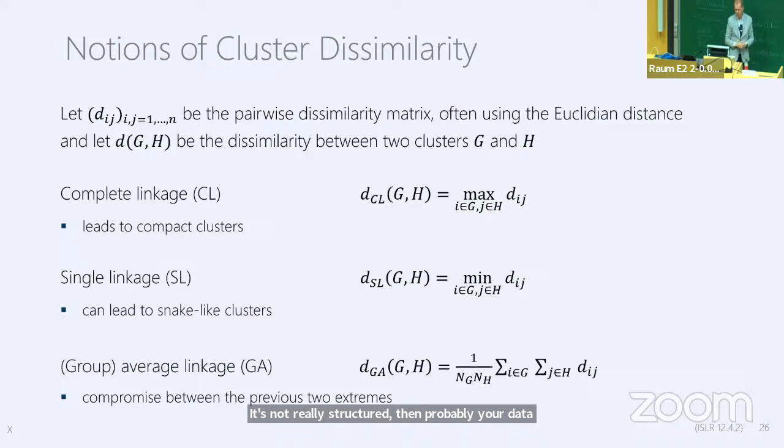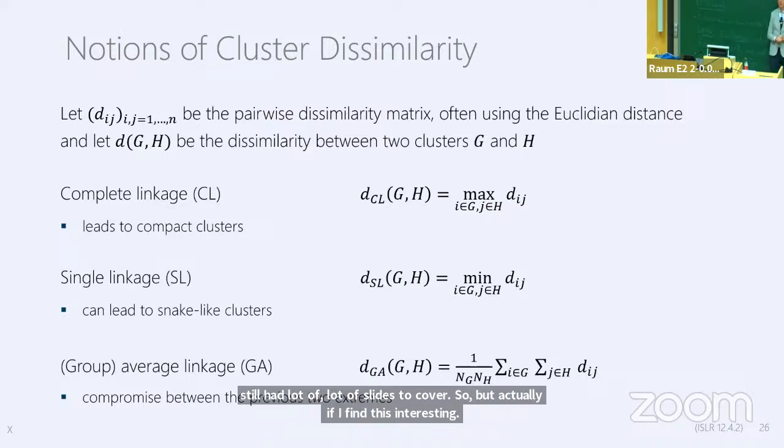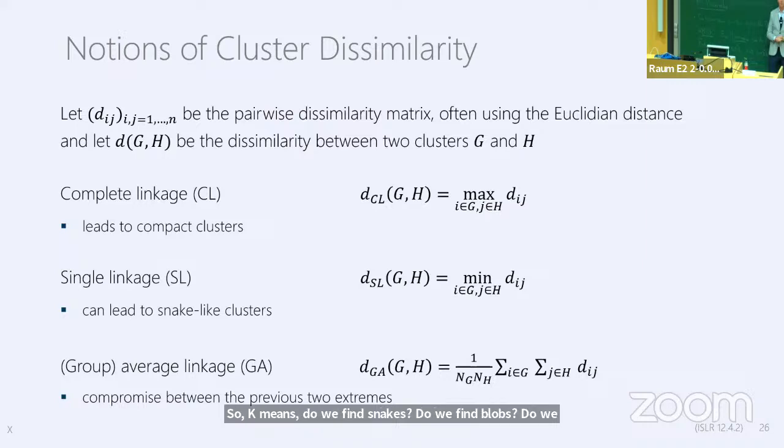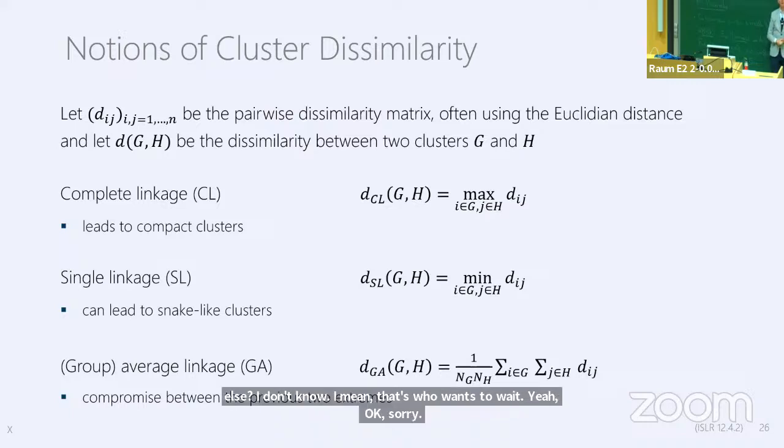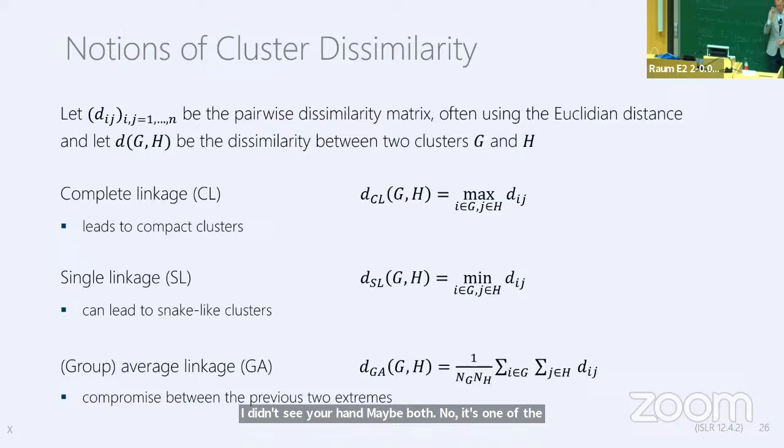Good. I still have a lot of slides to cover. But actually, I find this interesting. So, k-means, do we find snakes? Do we find blobs? Do we find something else? Does anybody have an idea? Who wants to wager? Oh, yeah. Okay, sorry, I didn't see your hand. Blobs. Yes, blobs.